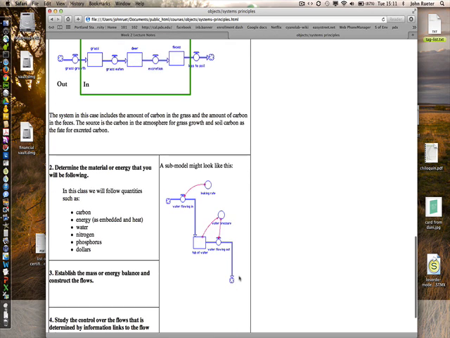And the other thing we really need to do is establish what material or energy you'll be following. So in this case, we're following water from some sort of input into a tub and then flowing out. We could also study carbon or energy, water, nitrogen, phosphorus, dollars. We could study any of these, but in any particular flow and stocks, we can only study one quantity. The flow has to match whatever's in the reservoir. Can't have dollars flowing into water, can't have nitrogen flowing into phosphorus. It always has to match.